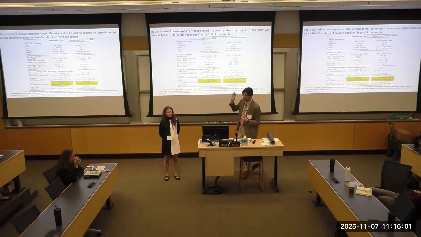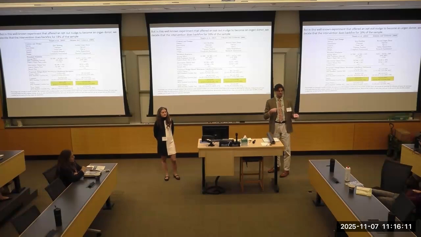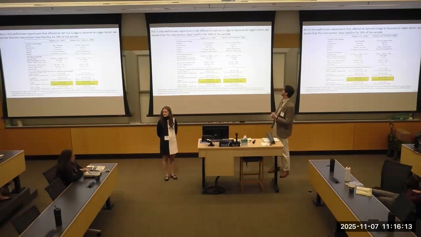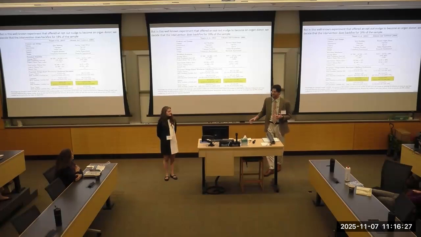So here we have a couple of examples, and in the second column here we're looking at this kind of famous paper on opting in or opting out to be an organ donor. We find here that our maximum likelihood estimate estimates that there's no never takers, and there's positive counts of always takers, compliers, and defiers.